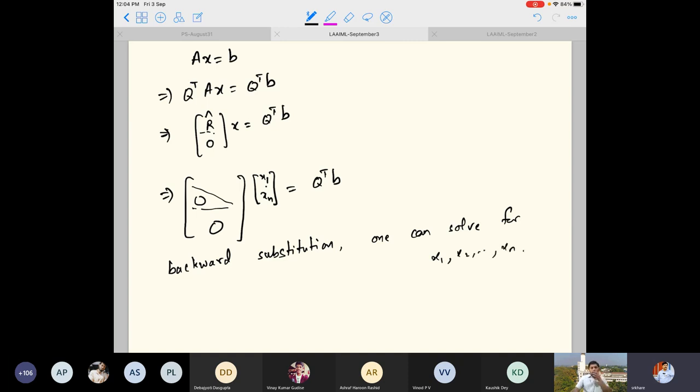Correct? One can solve for x1, x2, xn. And your job is done, right? Your job is done. So that's how you will actually calculate.